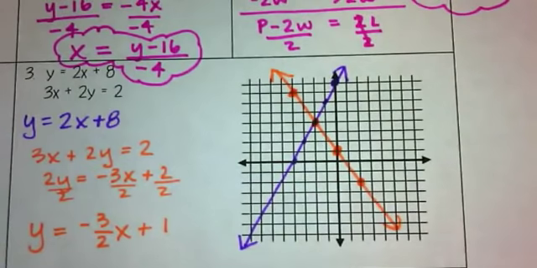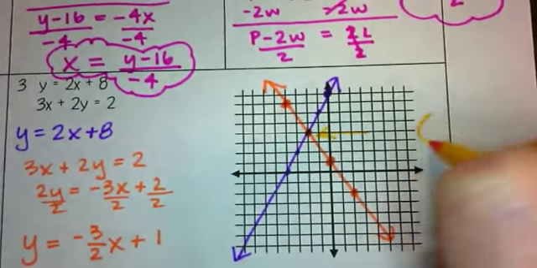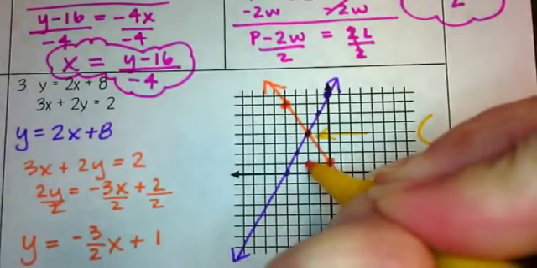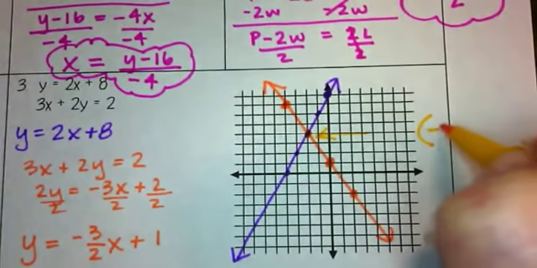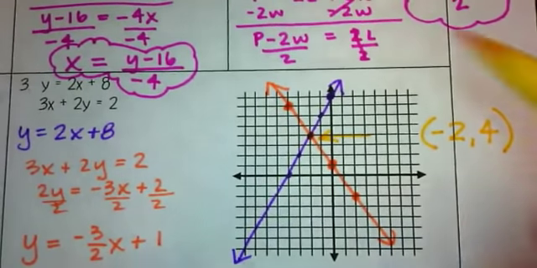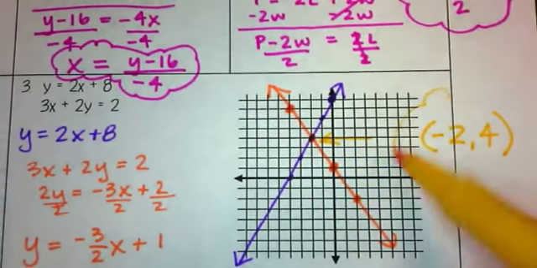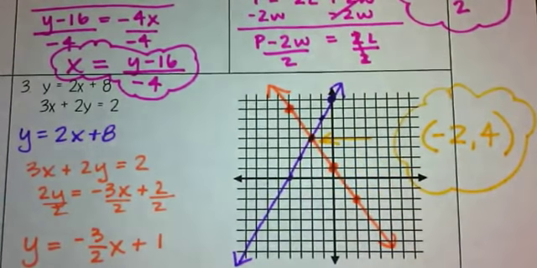So our 2 lines met right here. And that looks like negative 2, 1, 2, 3, 4. Negative 2, 4 is where the 2 lines met. Did I count right? 1, 2, 3, 4. Yep. So negative 2, 4 is our solution.